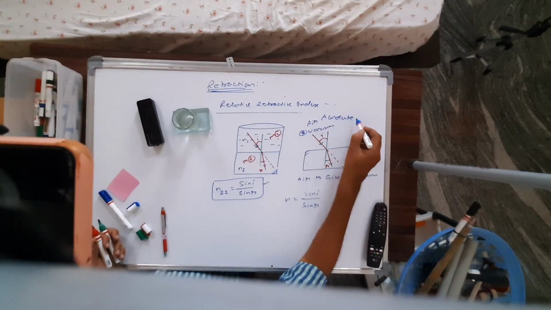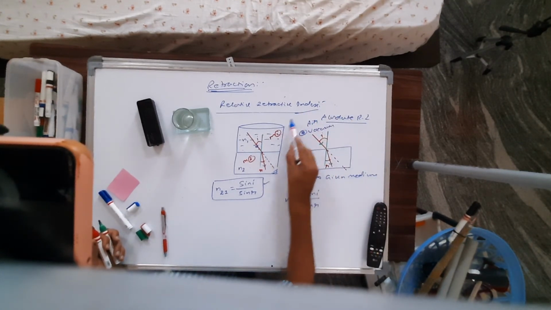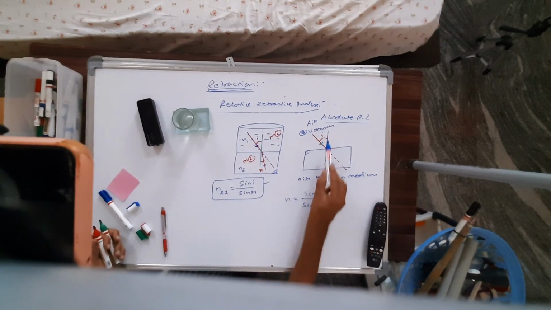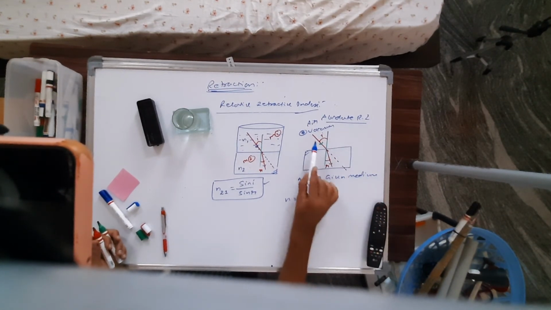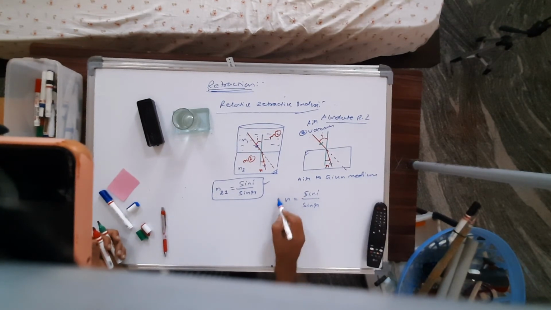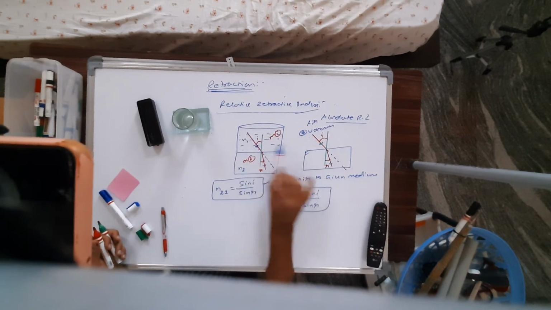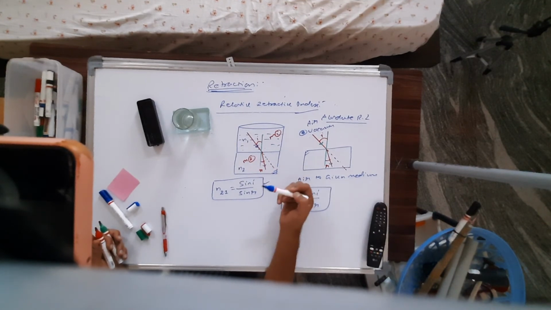is called absolute refractive index. Please remember, relative means there must be two media. Absolute means the ray should travel from air to the given medium. Absolute, air, remember that. If a ray of light travels from air to the given medium, then the ratio of the sine of angle of incidence to the sine of angle of refraction is called absolute refractive index. If the first medium is other than air, any medium, it may be water, turpentine, diamond, anything, then it is called relative.